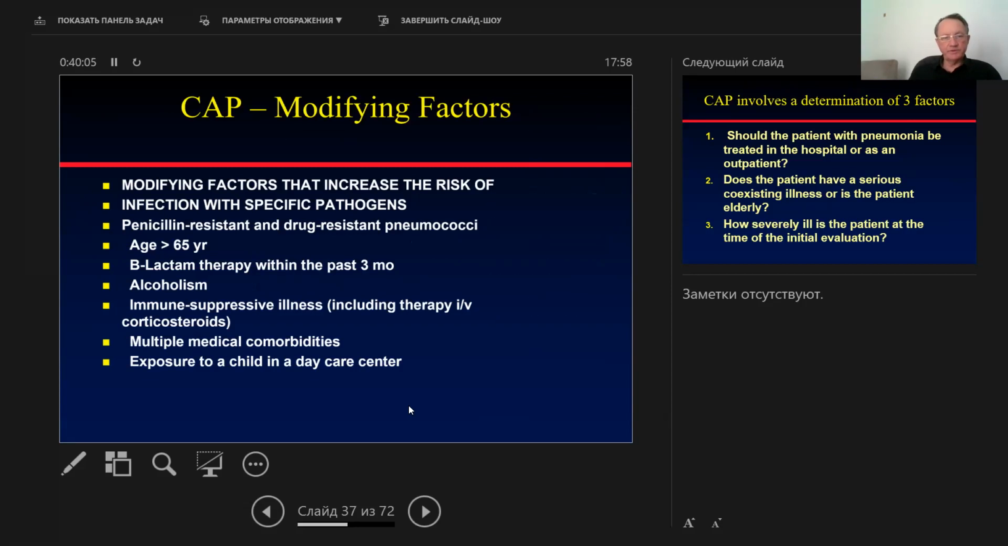Modifying factors include factors that increase the risk of infection with specific and antibiotic resistant pathogens, including age more than 65, and previous beta-lactam therapy, alcohol abuse, immune suppressive illness, including therapy with intravenous corticosteroids, multiple medical comorbidities, exposure to a child in a daycare center.